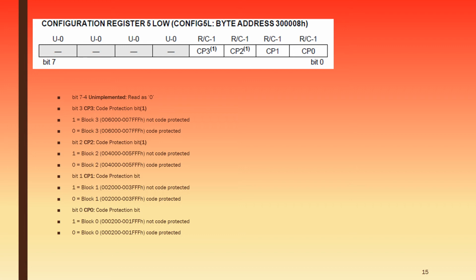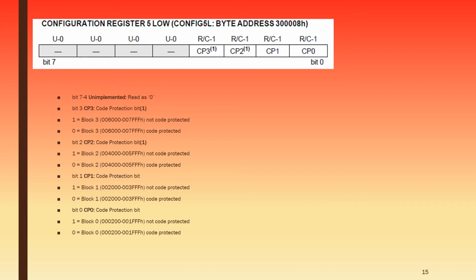Bit 2, CP2, is a code protection bit. Here various blocks are there. Block 2, that is from 004000 to 005FFF, is not code protected, but if it is set to 0, then it is protected. Then next is bit 1, CP1, the code protection bit. Block 1 is 002000 to 003FFF. It is not protected if it is 1, and protected if it is 0. And bit 0 is CP0.